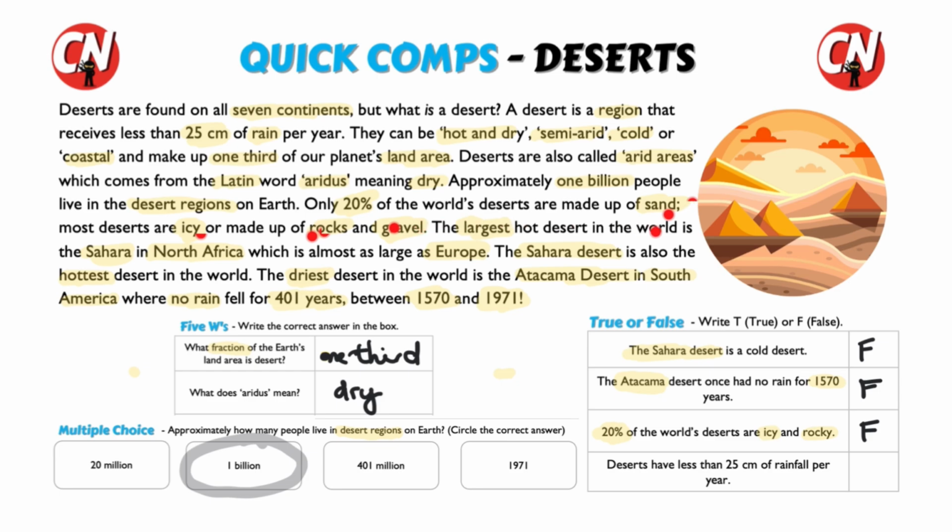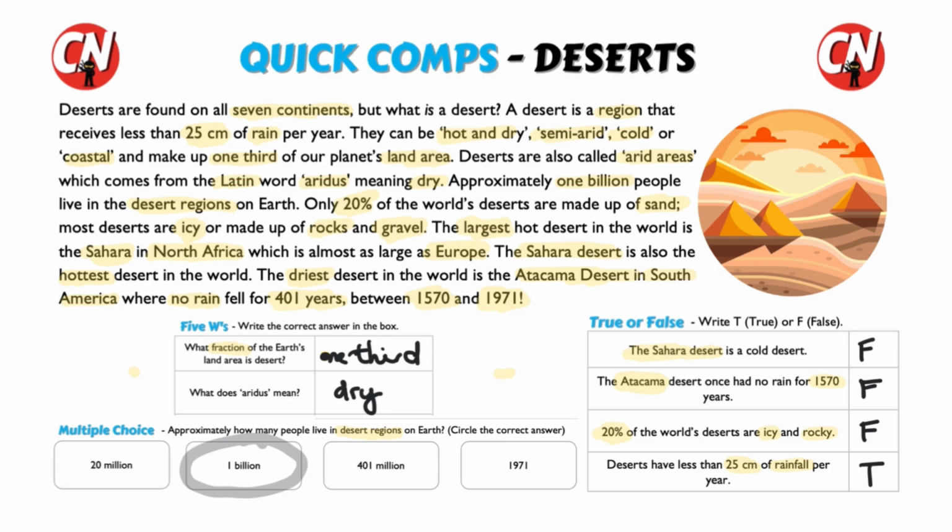The next question, deserts have less than 25 centimeters of rainfall per year. Okay, so it's that concept of rain. And I remember that was up here. There's the rain. So the statement says deserts have less than 25 centimeters. A desert region receives less than 25 centimeters of rain per year. So that's true. Fantastic. So we can answer that very simply.